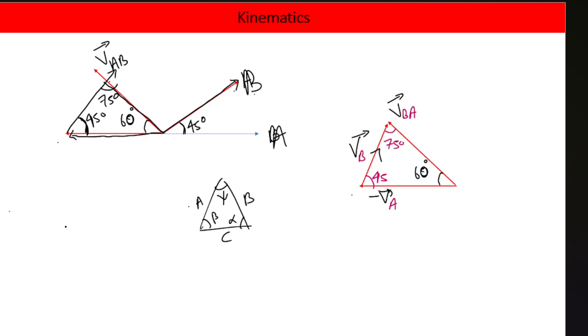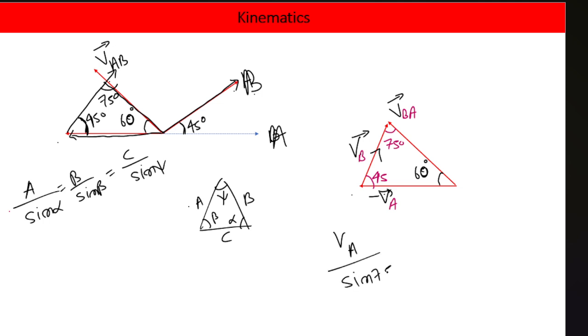and let's say this angle is alpha, then A by sine alpha is equal to B by sine beta, is equal to C by sine gamma. Okay, a similar thing we can use here. We have to calculate VB, VA is given. So what can you do here? VA by, I mean this is VB, right? So VA by sine 75 can be equal to how much? VB by sine 60. Okay, so you can write this and after that you can easily solve it.